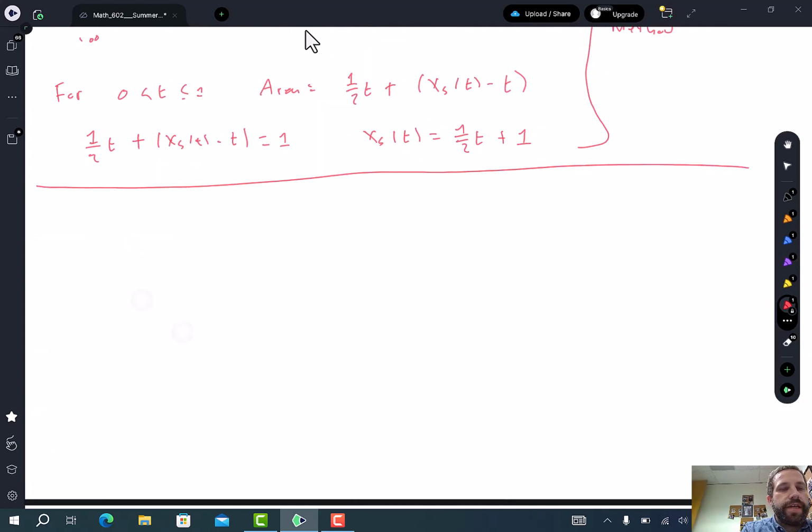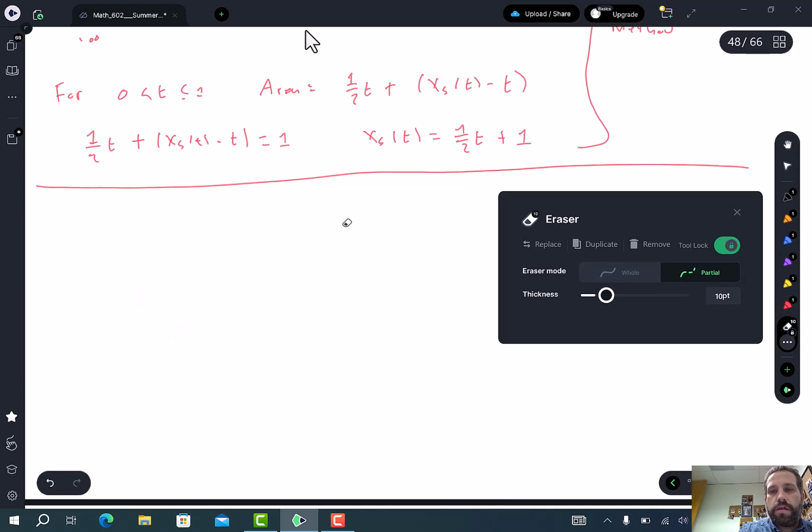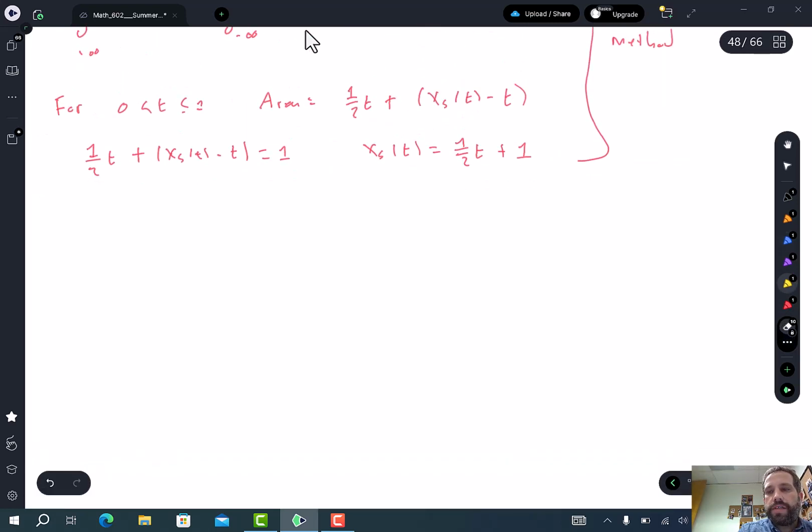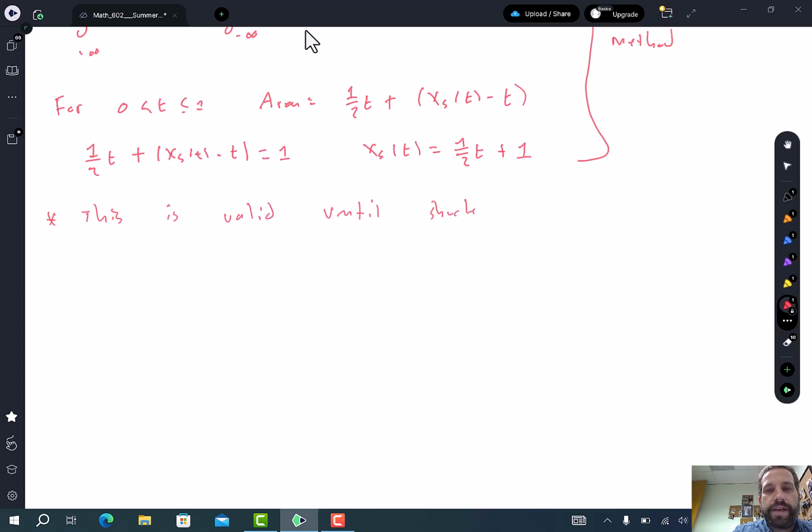So let me come down here and make a little note. Note this is valid until the shock exits the blue area.